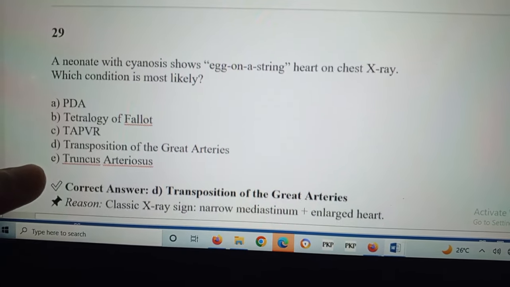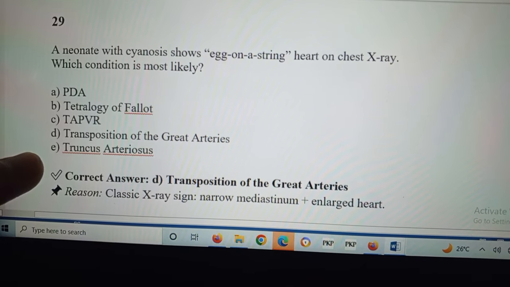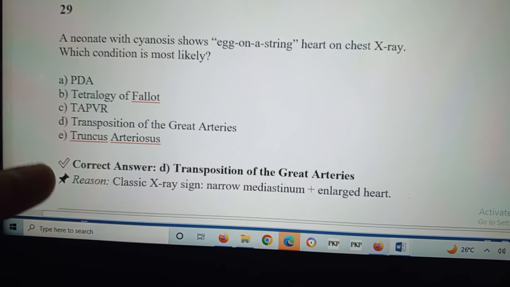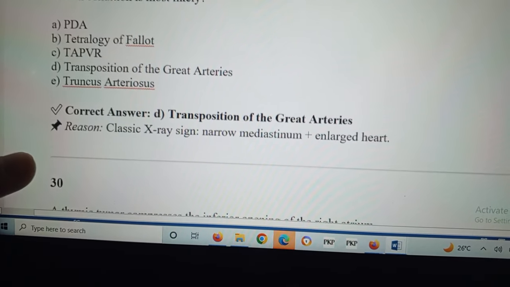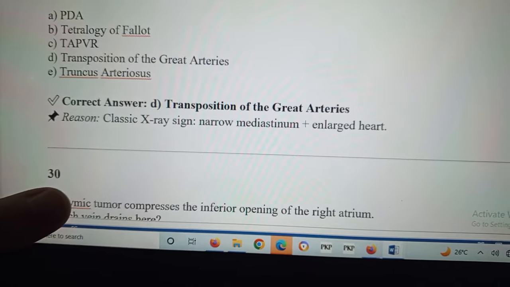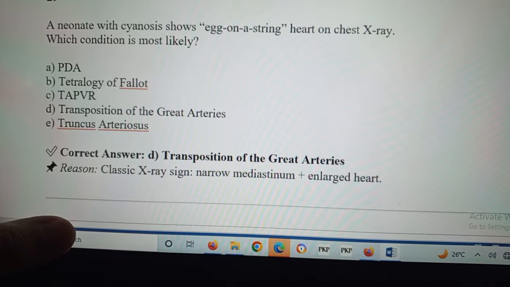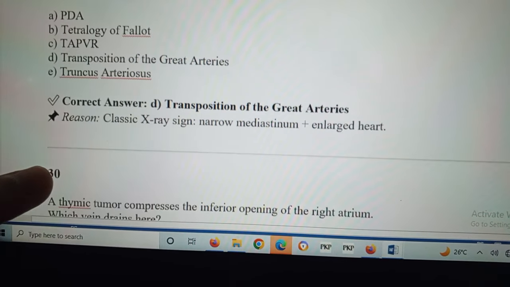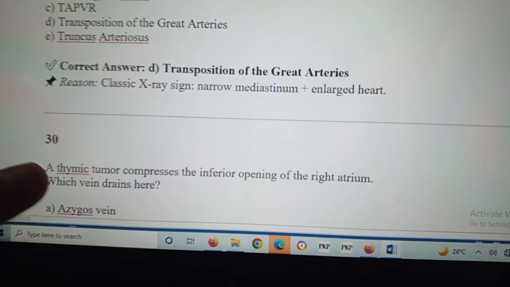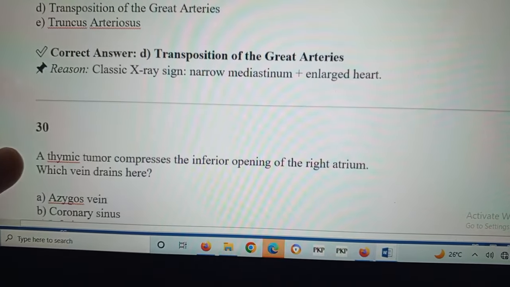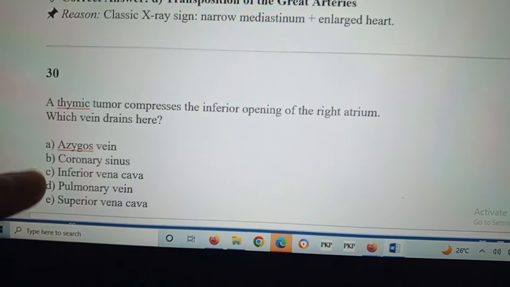A neonate with cyanosis shows egg on a string heart on chest X-ray. Which condition is most likely? Transposition of the great arteries. Classic X-ray sign: boot-shaped heart is for tetralogy, and egg on a string is for transposition of the great arteries. And there will be the enlarged heart in the X-ray.